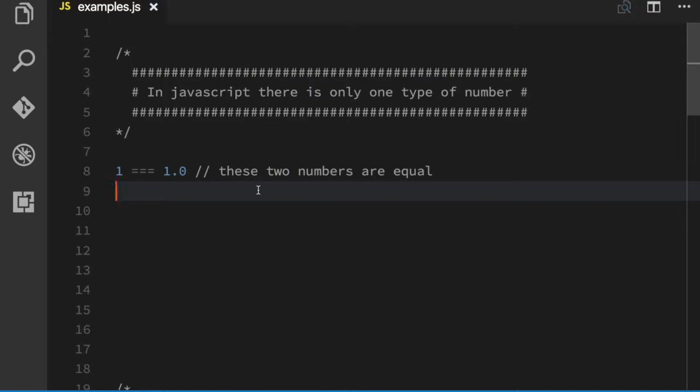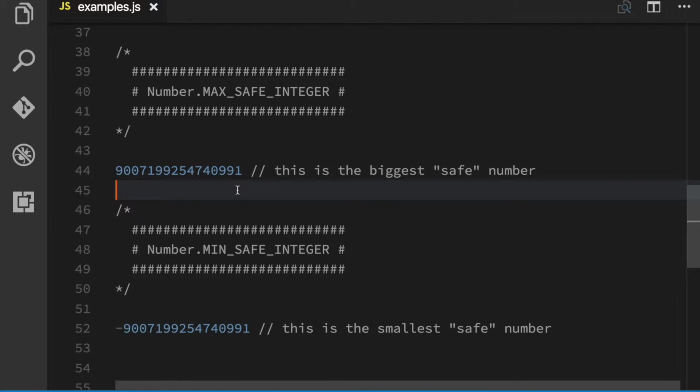Now, this doesn't really affect your code all that much, but it's important to be aware that under the hood, JavaScript only thinks in terms of floating point numbers or decimal numbers. Although it's unlikely that you'll ever use these types of numbers, it's important to know that in JavaScript you have a maximum integer and a minimum integer. And that's just the range, if you will, of numbers that you can use in the language.